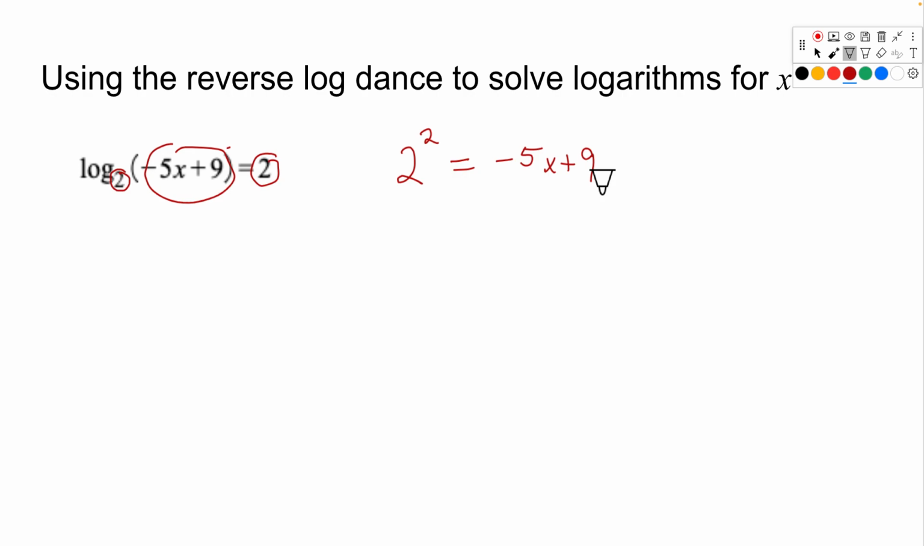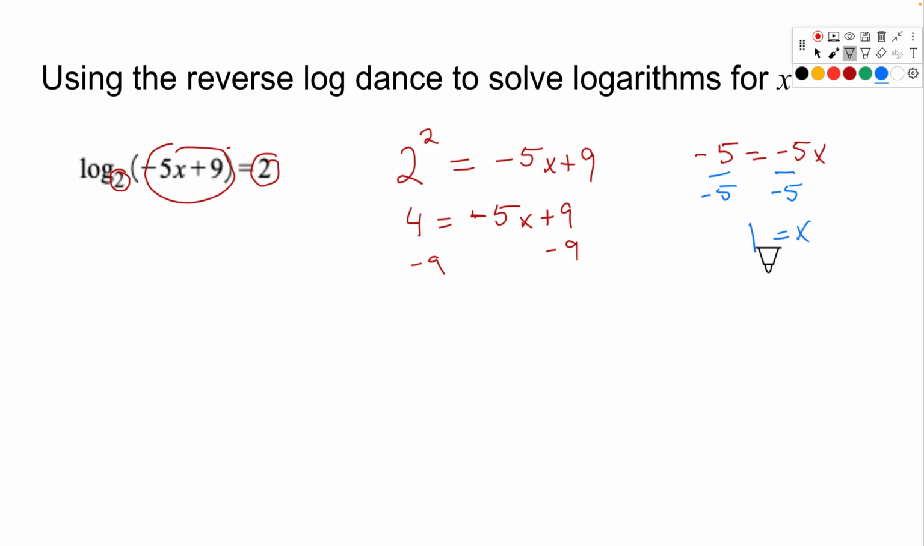Notice there's no logarithm. We know what 2 squared is, right? It's 4, 2 times 2. So we could write that. And now we just have a linear equation which we can solve, and subtract 9 from both sides. And 4 minus 9 is -5 equals -5x. We could then divide both sides by -5, and we get x equals 1.